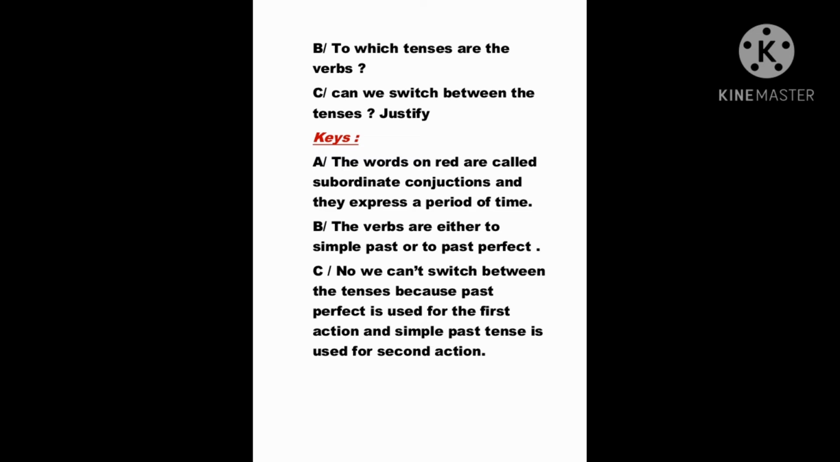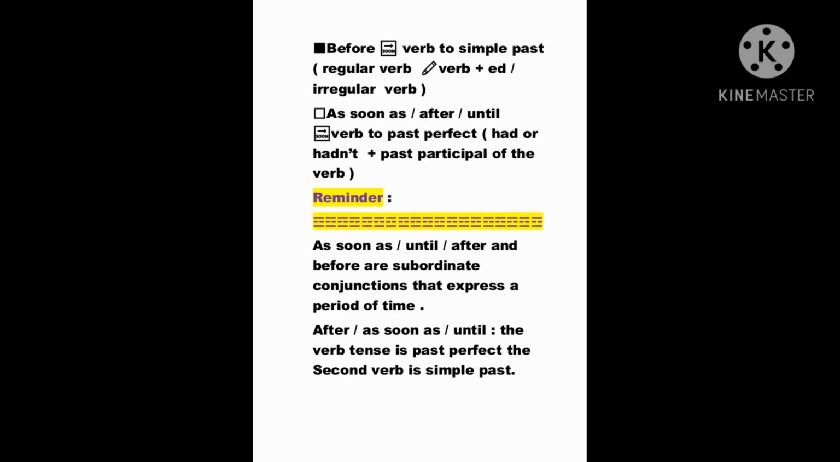Now we can switch or change between the tenses because past perfect is used for the first action and simple past tense is used for the second action. So as I have said, we have two actions, one happened before the other. So the first action we use past perfect and the second action we use simple past. After before, the verb is in simple past. So if it's regular we put ed and if it's irregular, according to the verb. But after as soon as, after, until, the verb that comes after these conjunctions is in past perfect because it's the first action. Either have had or hadn't plus past participle of the verb. That can be ed if it's a regular verb or from the list, another form of the verb.